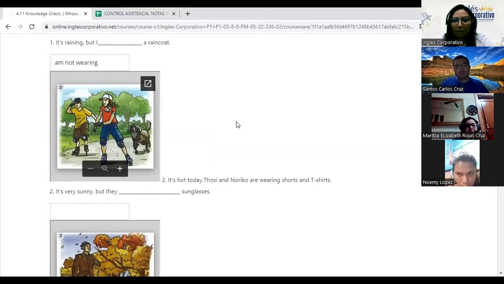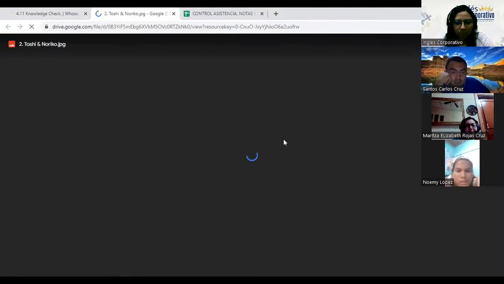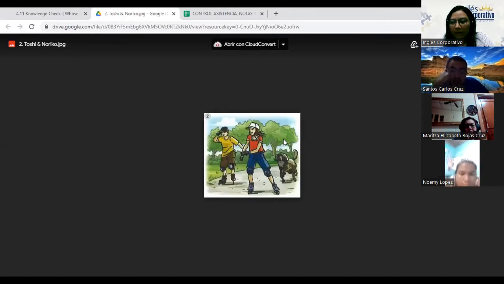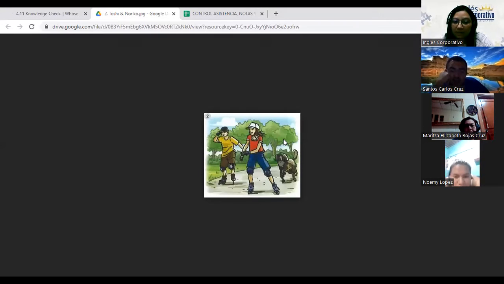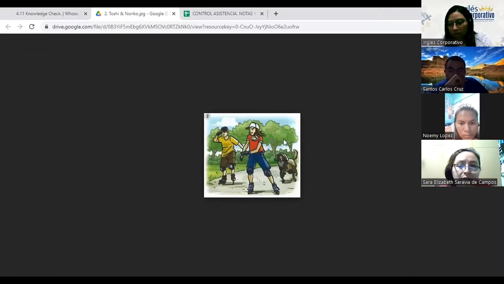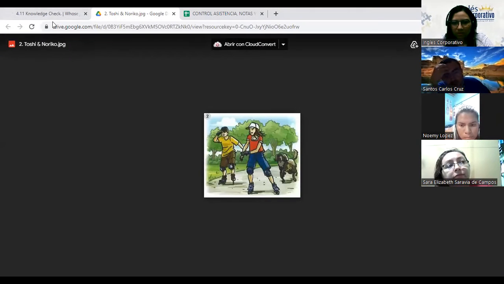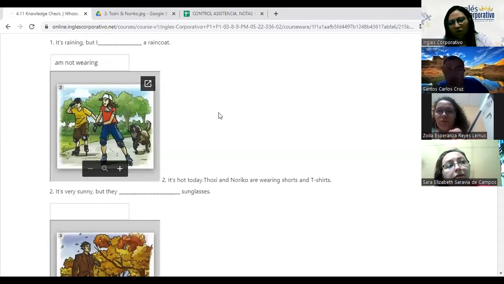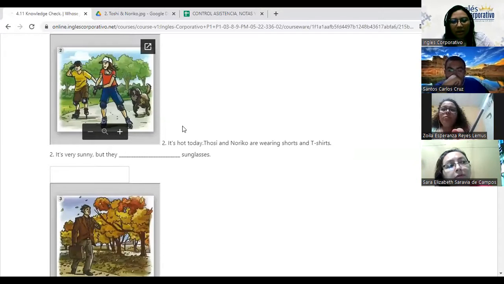Picture number two. What is happening in picture number two? ¿Qué pasa en la picture number two? It is fall. Ah, very good. It is fall. And what are they doing? ¿Qué están haciendo ellos? What are they doing? Skate rolling es por los patines de rueditas. Rolling. Skate rolling. Yes. Skate rolling. And the dog. What is the dog doing at this moment? ¿Qué está haciendo el perrito? Walking. Probably he's walking or he can also be running. Very good.